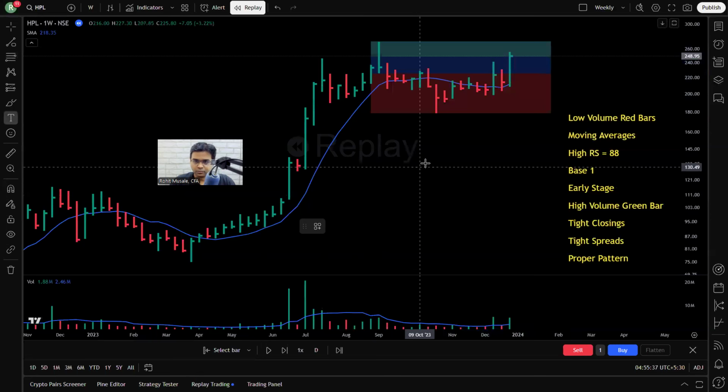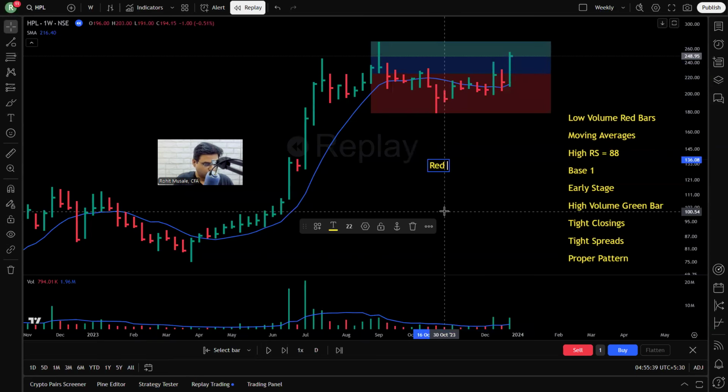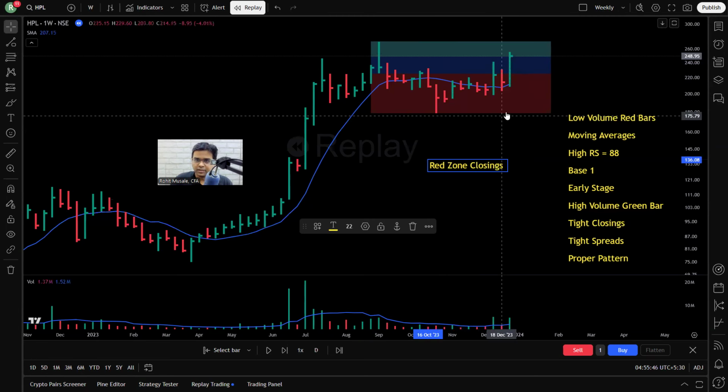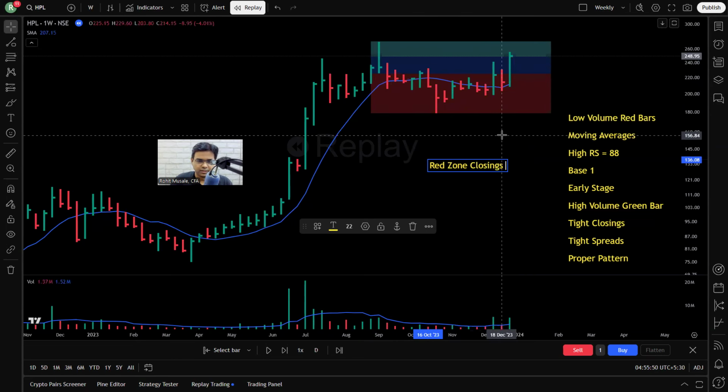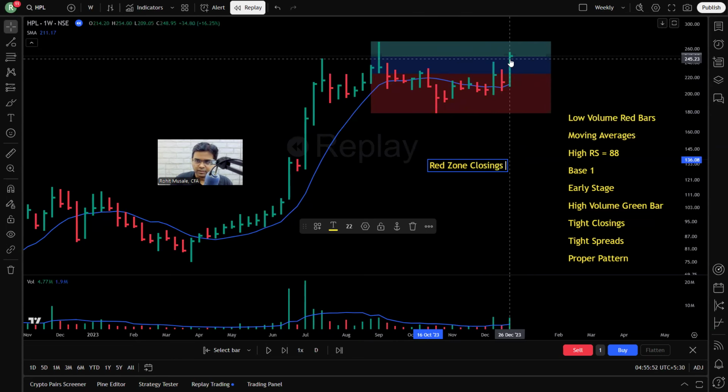So red zone closings, that is not a good sign. The stock has really not spent time in the blue zone or in the green zone. Okay. It's only in this bar that it has crossed the blue zone and entered the green zone. So that is one risk factor which is not in our favor. That is a factor which increases the risk in this base.